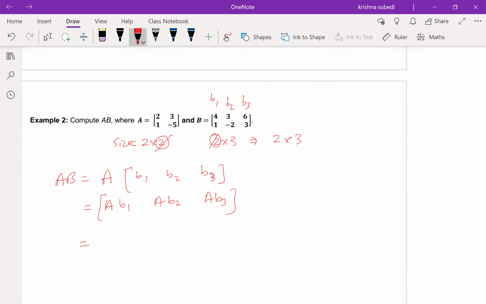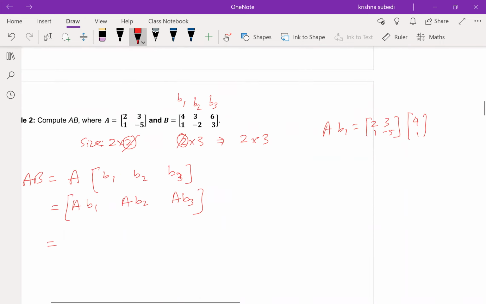So what is AB1? Let us calculate AB1. A is 2, 1, 3, minus 5, and B1 is 4, 1. If you multiply, what do you get? Let's see.